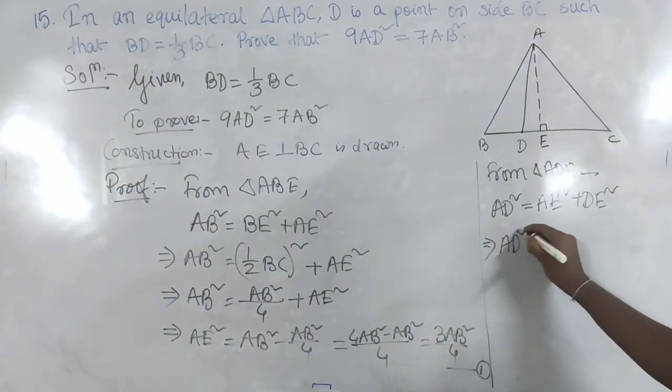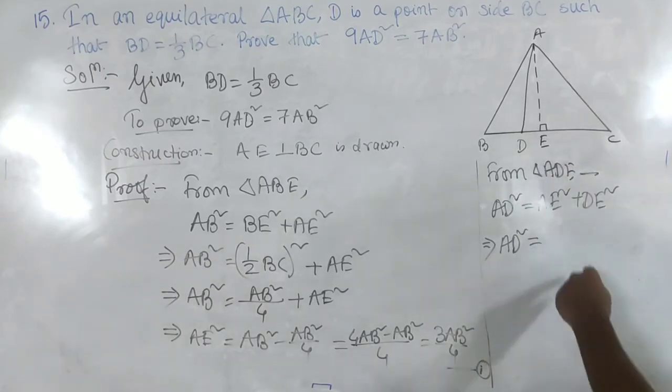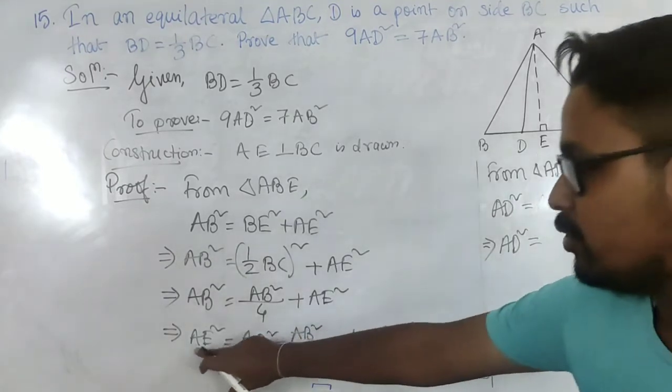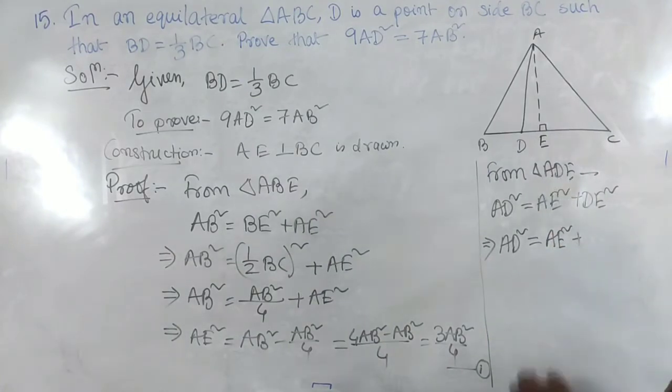So it is going to be AD squared equals AE squared plus DE squared. Now AE I am going to keep as AE because here I found out AE. So let's keep AE in the same position. And DE, how to find out DE?